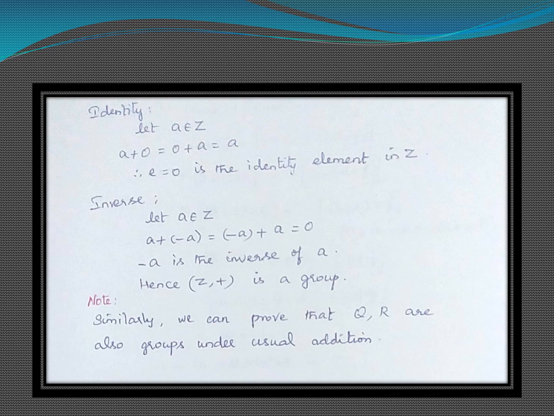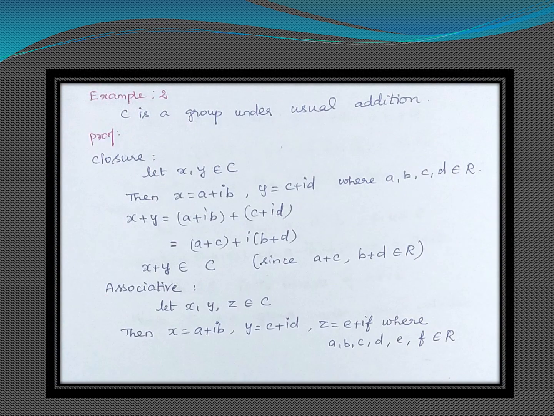Similarly, we can also prove that Q, that is set of all rational numbers, and R, the set of all real numbers, they are also groups under usual addition. Example 2. C is a group under usual addition. C is the set of all complex numbers, that is set of all a plus ib such that a, b belongs to R. We are going to prove this C is a group under usual addition.